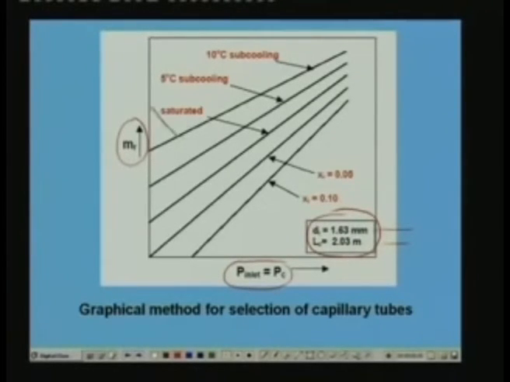For example, this curve is for 10 degree subcooling, this curve is for 5 degree subcooling, this is for the saturated condition. Here is for two phase entry, that means the quality is 0.05, here the quality is 0.1. So for different inlet conditions, mass flow rates are given. For example, if you know the inlet condition, let us say that it is saturated, and you also know the pressure here, you can find out the mass flow rate through this 1.63 mm diameter and 2.03 meter length capillary. For any other inlet conditions also you can find out the mass flow rate.